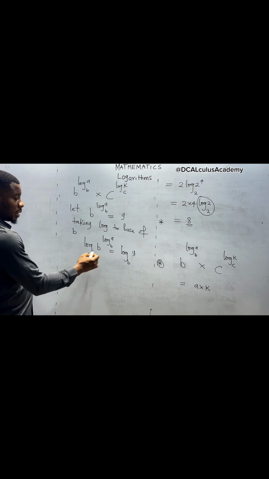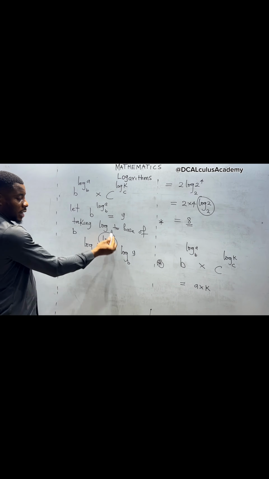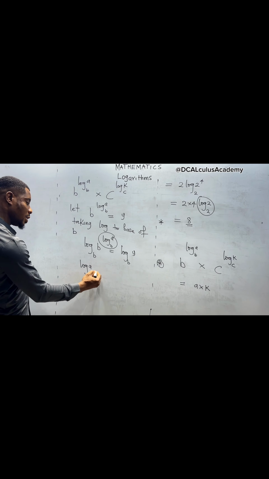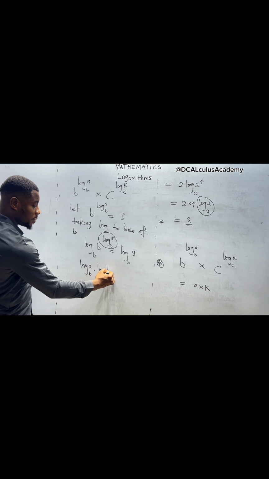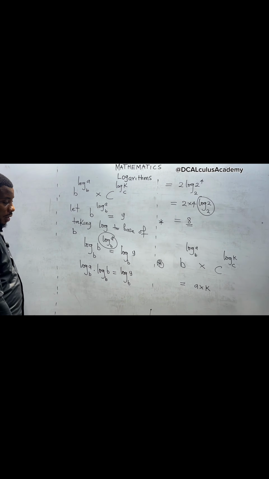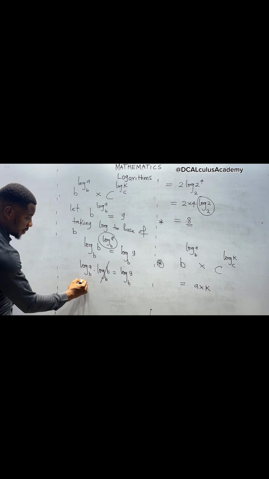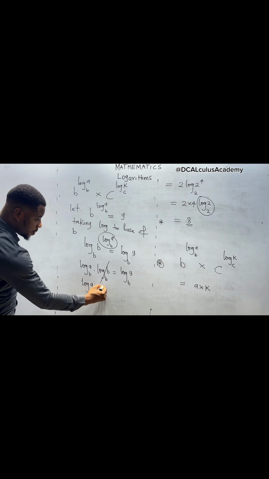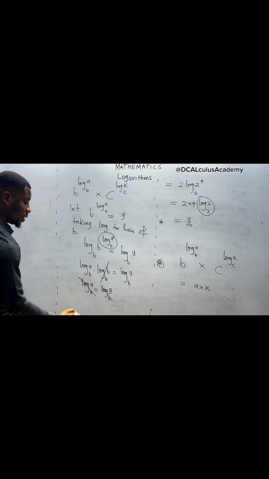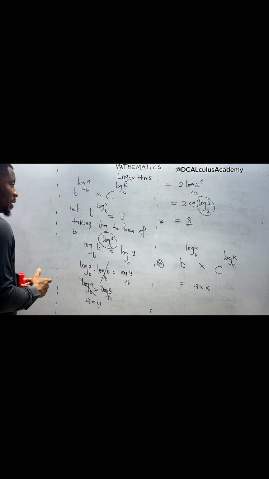Now this is what can happen. From our law, the power here can come backwards. So what we have becomes log a base b times log b base b is equal to log y base b. Now log b base b is actually 1. So what we have left is log a base b is equal to log y base b. Now the log to base b can strike out, so we have that a is equal to y.